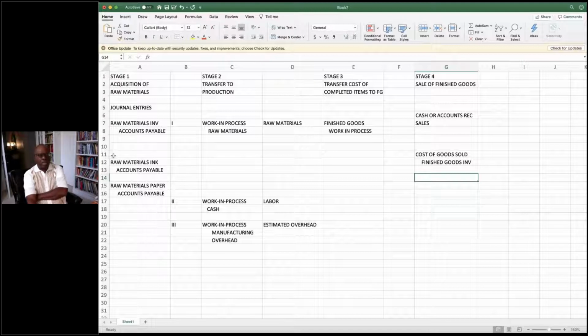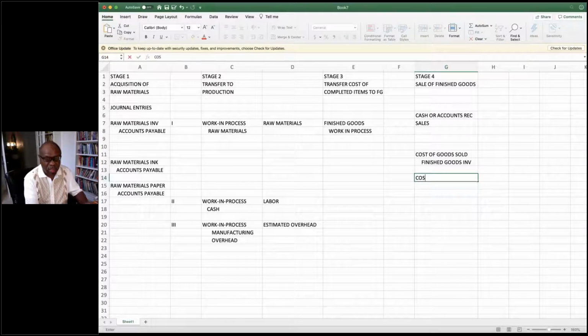Now, by the end of the year, we know what the actual manufacturing overhead was. We estimated the manufacturing overhead here. And so we have to make an entry once we know what the actual cost is to make the items. We're going to make an entry debiting cost of goods sold and crediting manufacturing overhead.